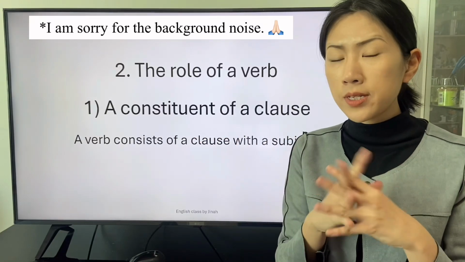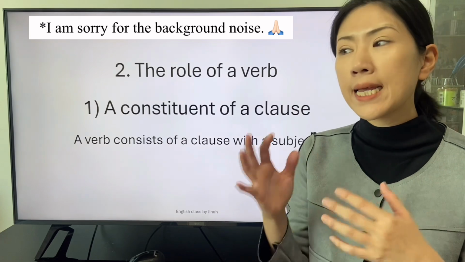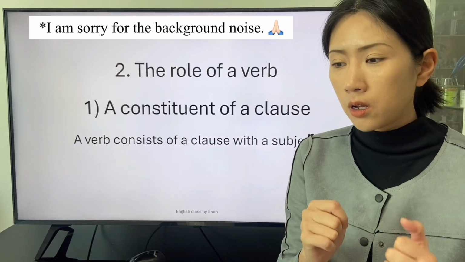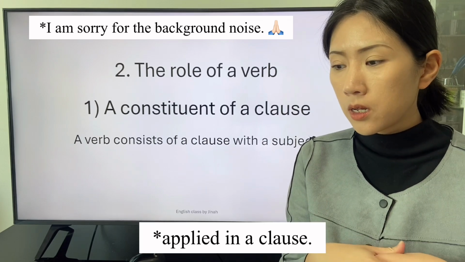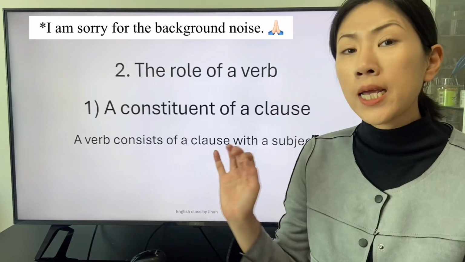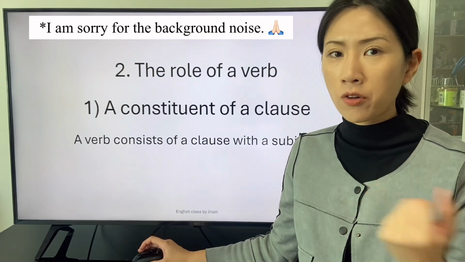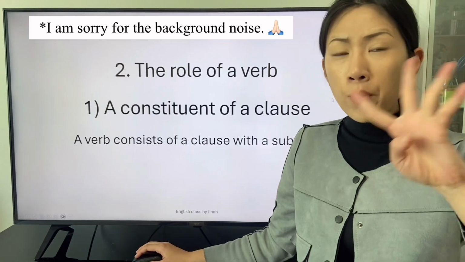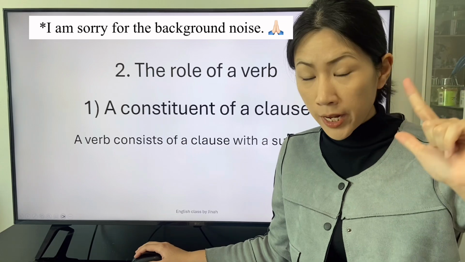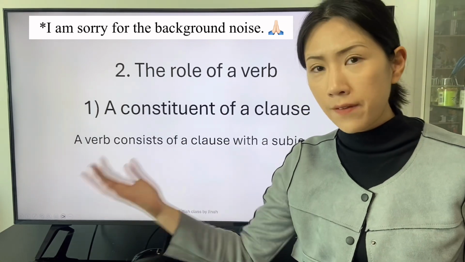From now on, we will study the roles of a verb in a clause. There are 4 roles of a verb in a clause. The first role of a verb in a clause is as a constituent of a clause. There are 4 constituents of a clause: a subject, an object, a complement, and a phrase of a verb.